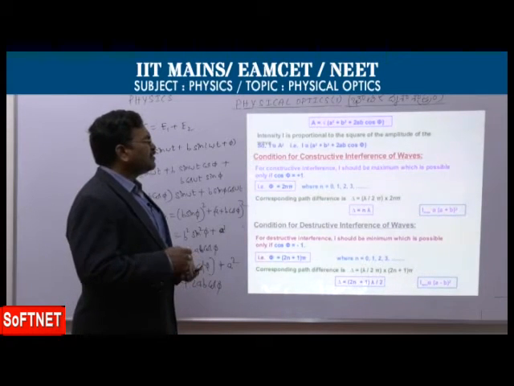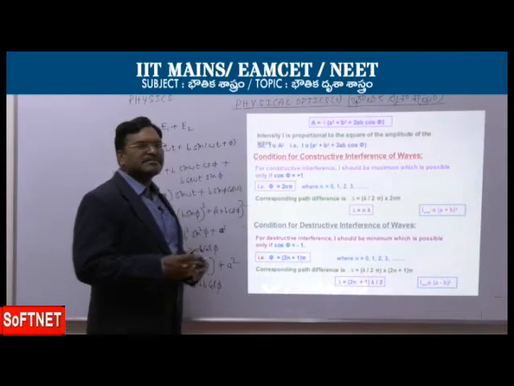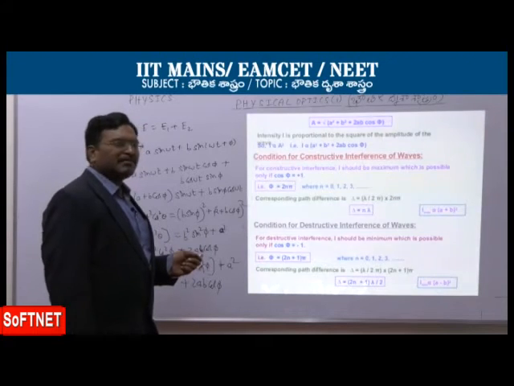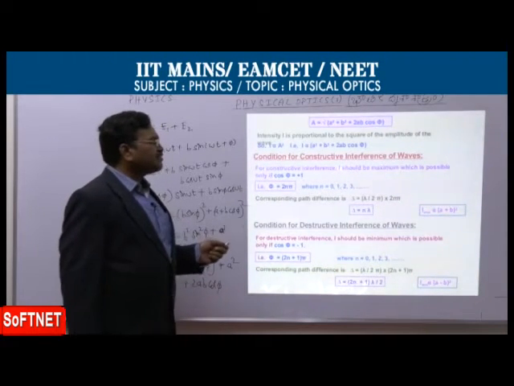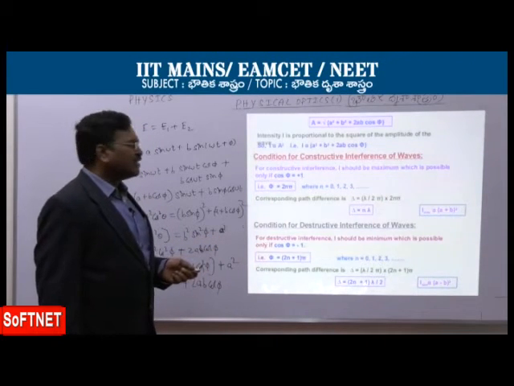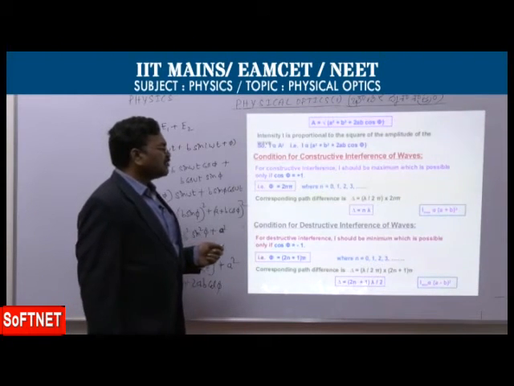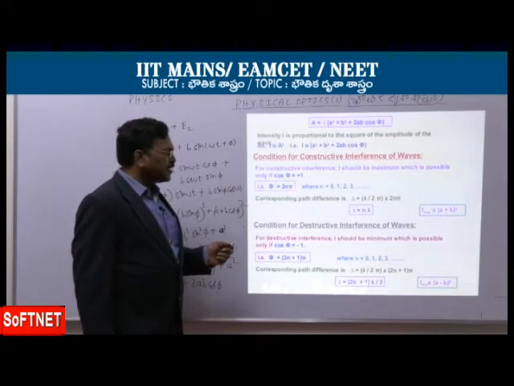Here, when the amplitude and intensity are maximum, what does constructive interference mean? A bright band will form. So intensity is maximum. When intensity is maximum, the cos φ value must be maximum. What is the maximum value of cos? 1. For which angle? 0 degrees. So that is why the φ value is 0, otherwise 2π, 4π.